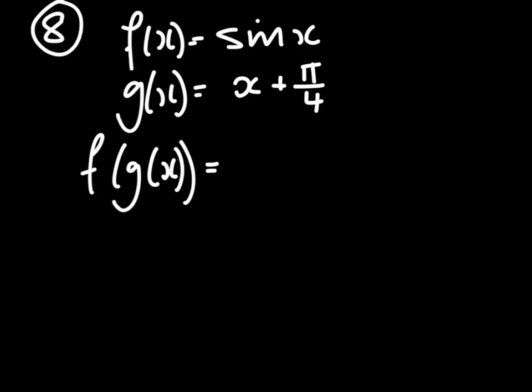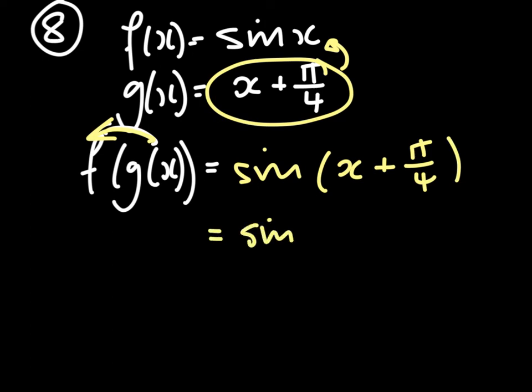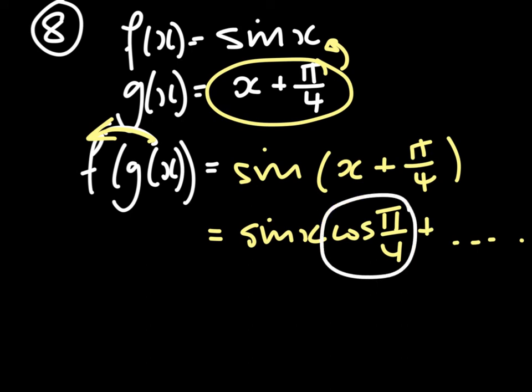Lastly, question 8, put the g into the f formula. So we're going to put that in here. So that gives us sine of (x plus pi upon 4). Do your expansion for sine, so sine x cos pi upon 4 plus and so on. Now from your exact values, you should know what cos pi upon 4 is. And there'll be another one over here as well. If you tidy it all up, you should get the answer in the question.